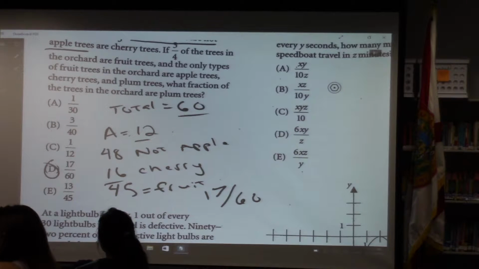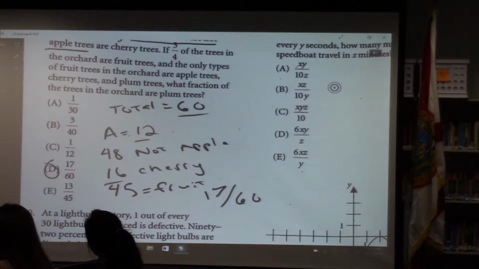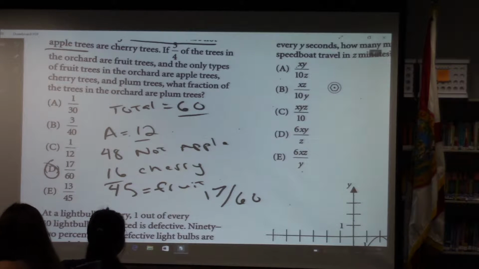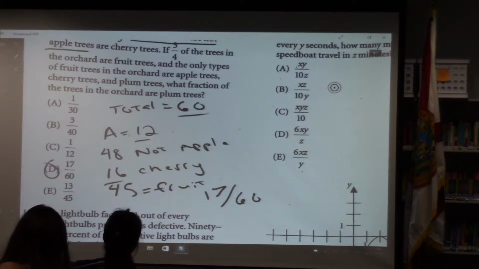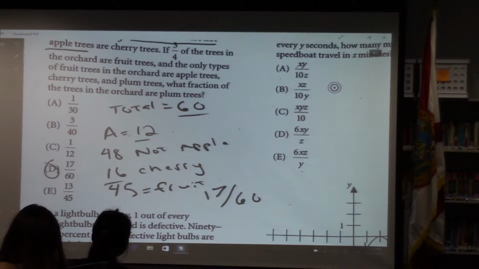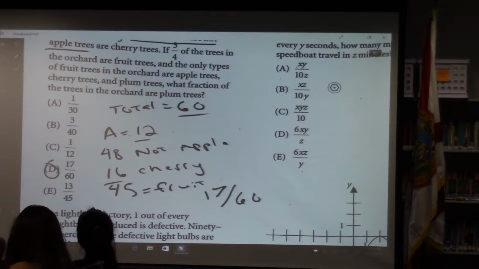So again, if you did this and got it right with fractions, good for you. I don't like fractions, I don't like dealing with them, I don't have to if I can deal with whole numbers. And also guys, the SAT and the PSAT are very much focused on real life scenarios as much as possible.